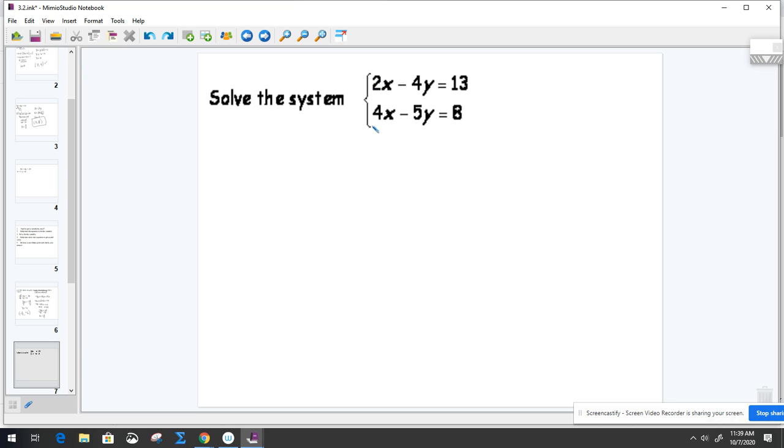So this problem right here, I can see that I can make these x's opposites. Okay, I already have a 4 here. If I multiply the entire top equation by negative 2, okay, and you might be asking, well, where did I get negative 2 from?